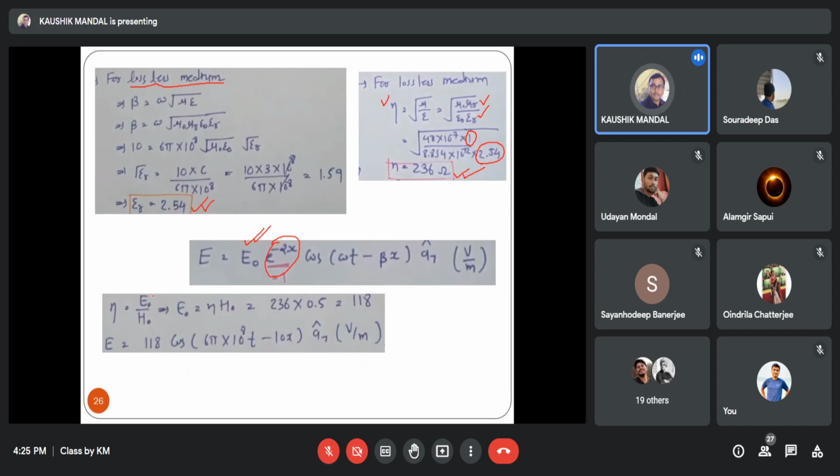To calculate E0, we have to take the help of intrinsic impedance because eta equal to E0 by H0, that is known to us. So what will be E0? E0 equal to eta into H0. Eta is calculated, it is 236. H0 is given from the equation, H0 equal to 0.5. So E0 equal to 118. So the time harmonic equation will be E0 cos of omega t minus beta x ay. So it will be obviously along the y-axis.